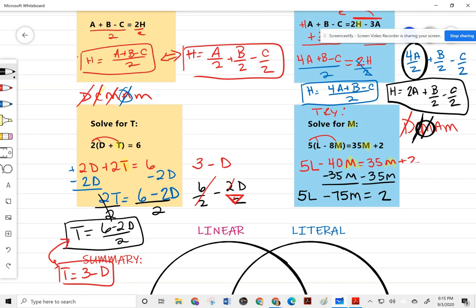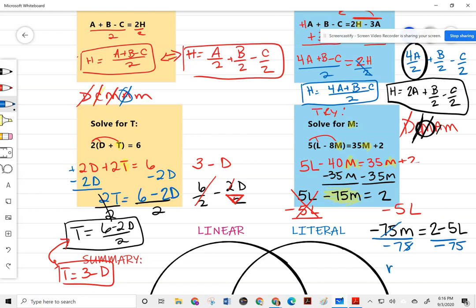Now I need to move over by adding and subtracting. So again, I want to highlight that I am getting this term all by itself. So that positive 5L needs to go away. So I'm going to subtract it so that it goes away. And so now I am left with negative 75M is equal to 2, that's a positive 2, minus 5L. And I can't combine those because those are not the same. And then lastly, now I just need to undo that multiplication. So I'm going to divide by 75, negative 75.